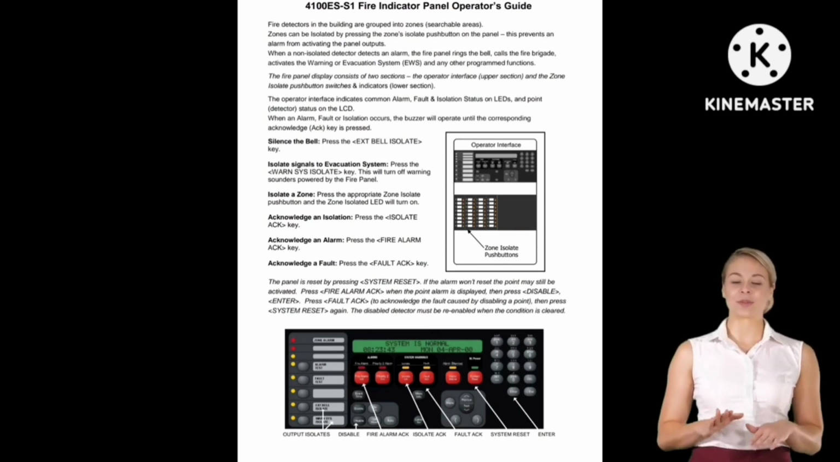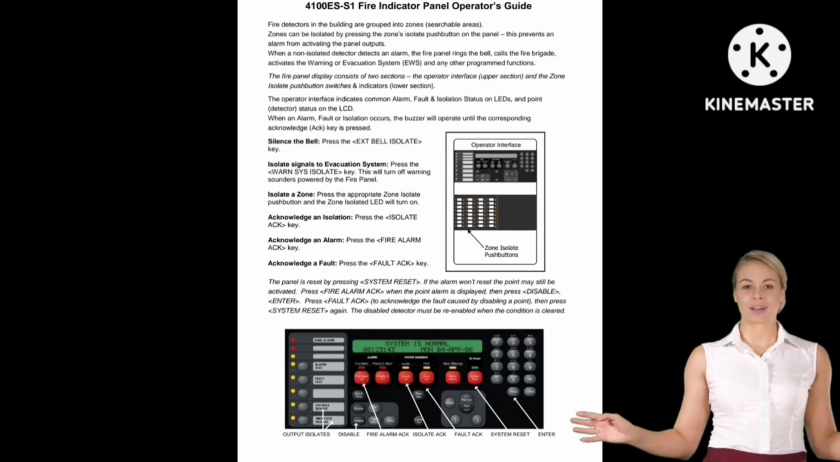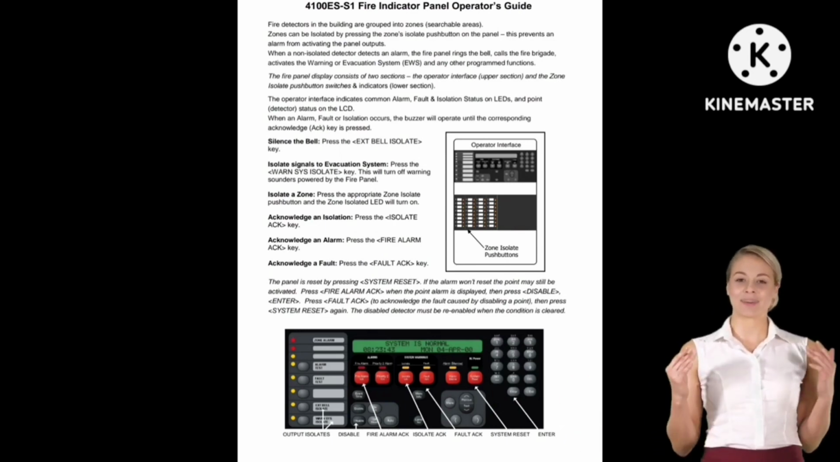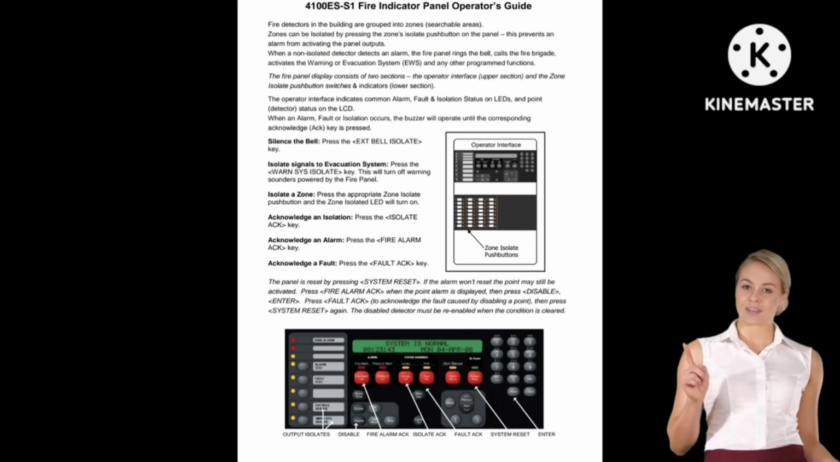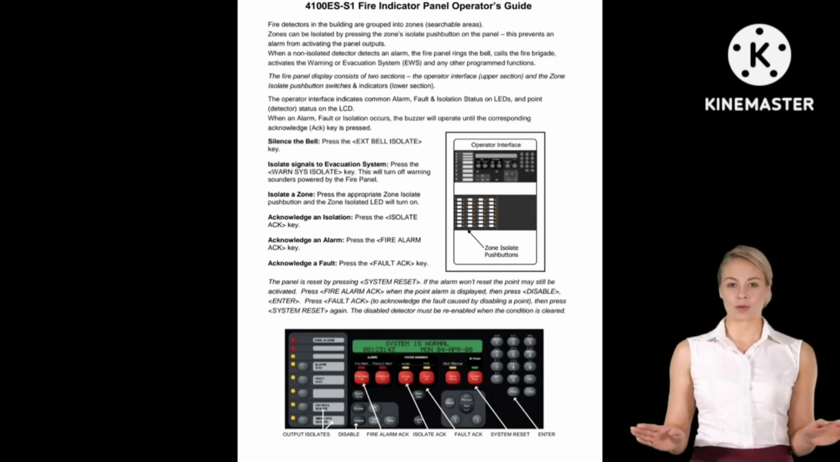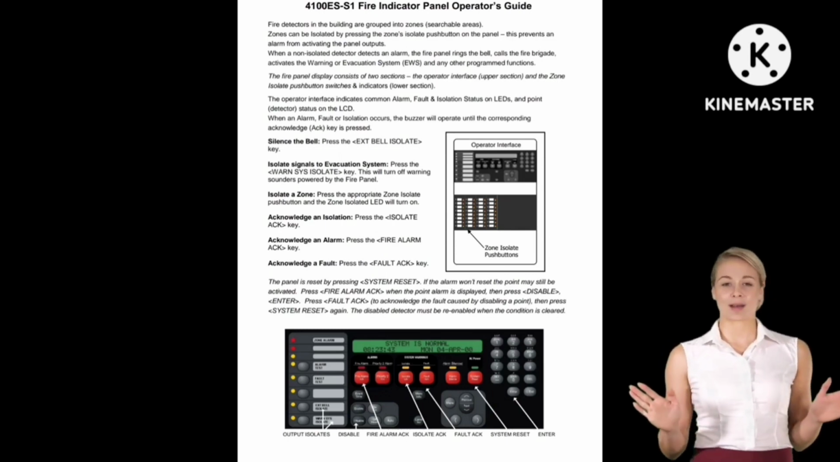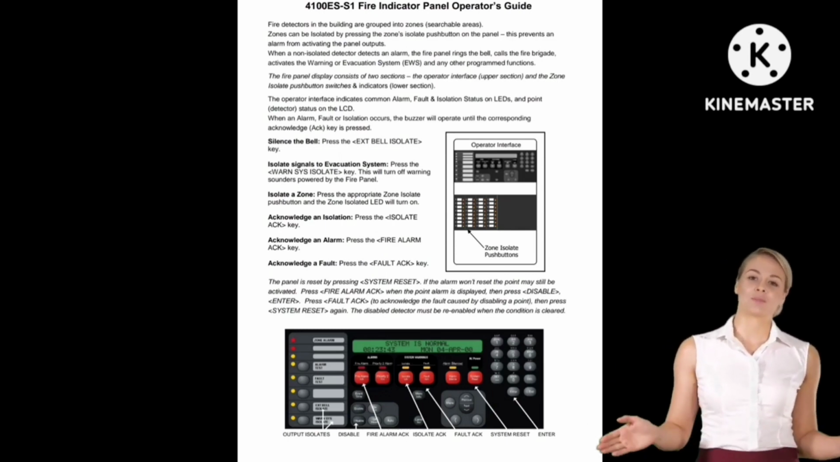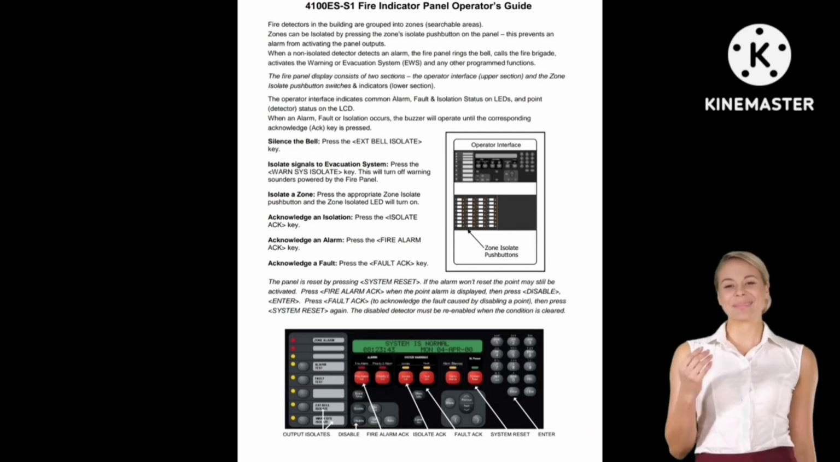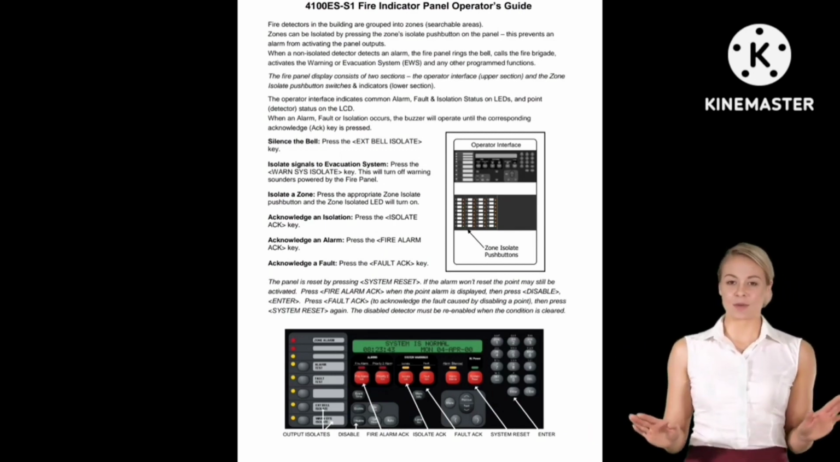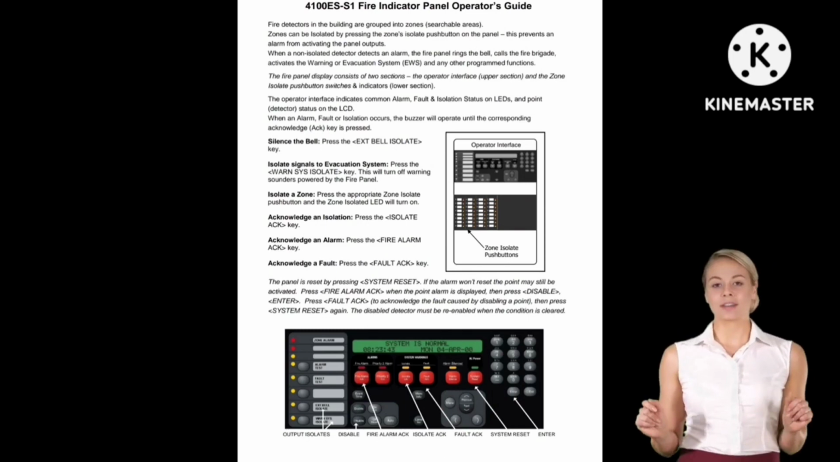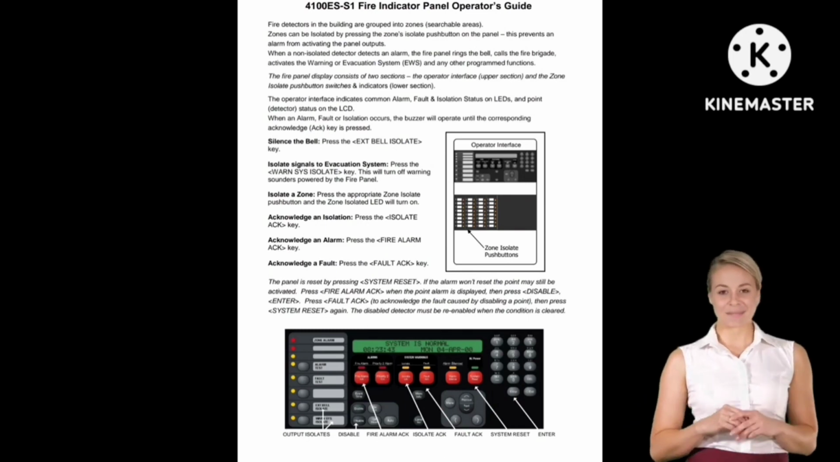Fire panel display consists of two sections: the operator interface, upper section, and the zone isolate push button switches and indicators, lower section. The operator interface indicates common alarm, fault, and isolation status on LEDs, and point detector status on the list. When an alarm, fault or isolation occurs, the buzzer will operate until the corresponding acknowledge ACK key is pressed.